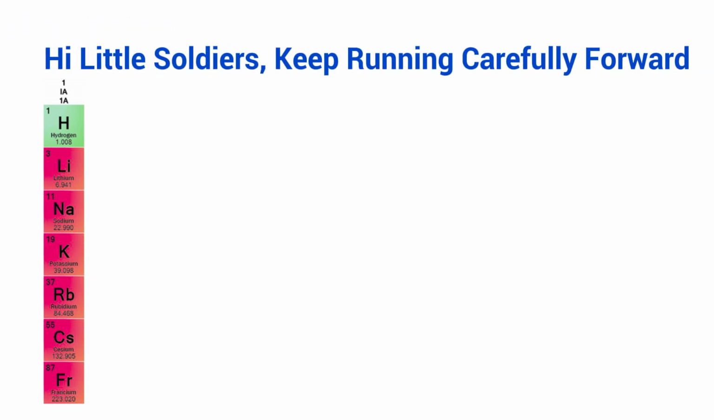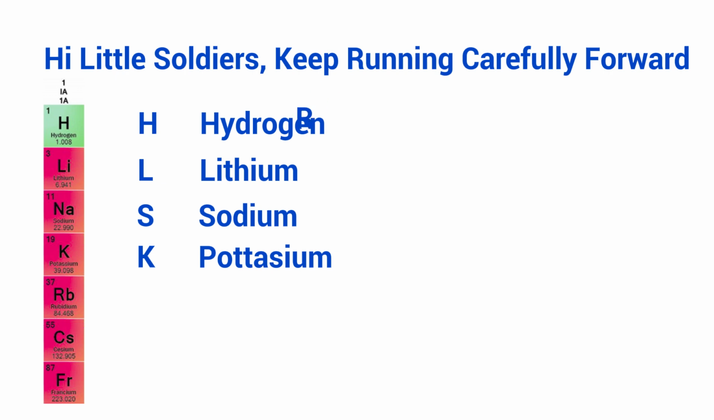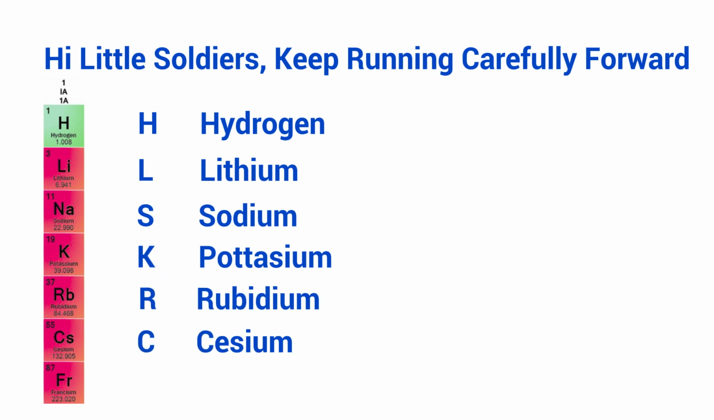Hi, little soldiers. Keep running carefully forward. Each first letter in a sentence represents an element name. H represents hydrogen, L lithium, S sodium, K potassium, R rubidium, C cesium, and F francium. That's it. You easily memorize Group 1.